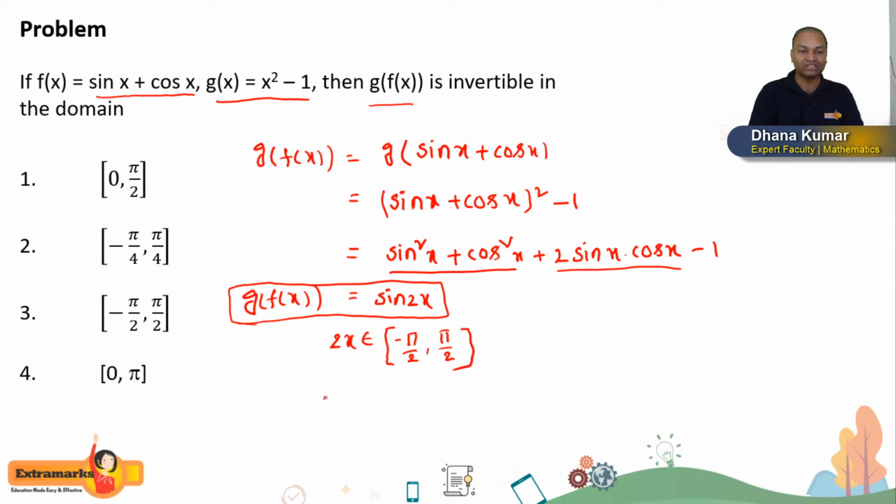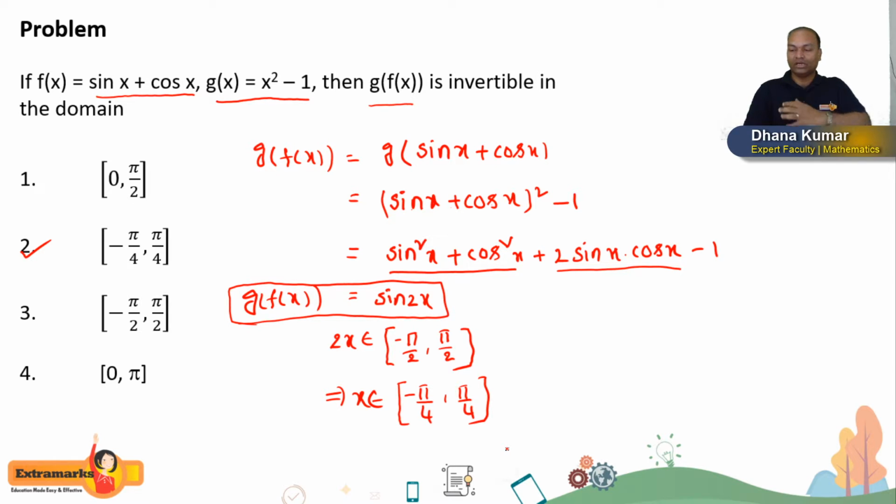Now 2x belongs to minus pi by 2 to plus pi by 2. Then what about x? Divide with 2. x belongs to minus pi by 4 to pi by 4. So here g of f of x is invertible in the domain closed interval minus pi by 4 to plus pi by 4. So which option satisfies? Second option satisfies. Understood? Right. Let us come to one more question.